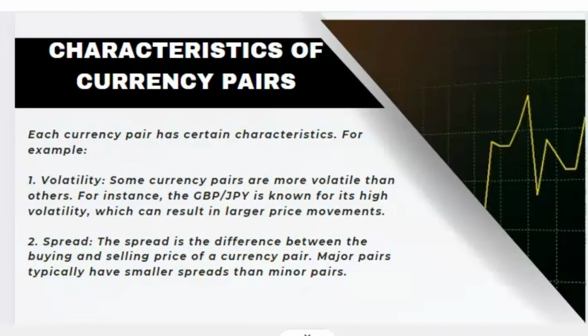Now, I said that the spread is the difference between the buying and the selling price of a currency pair. Major pairs typically have smaller spreads than minor pairs. I've told you what major pairs are and what minor pairs are in this same video. So if you ask what the spread is, it is the difference between the asking and the bid price for each currency pair. Okay, did you get that now?